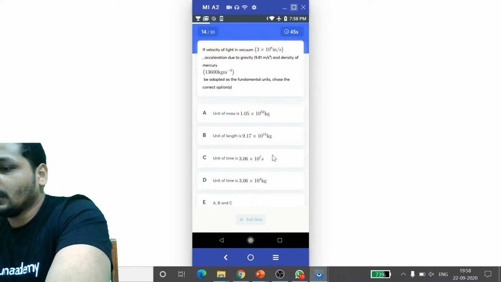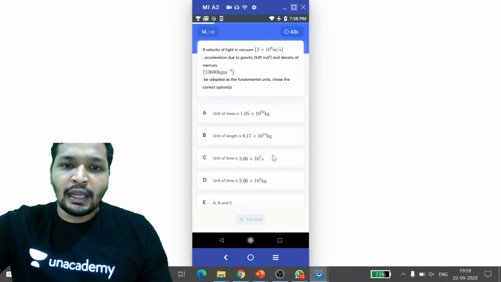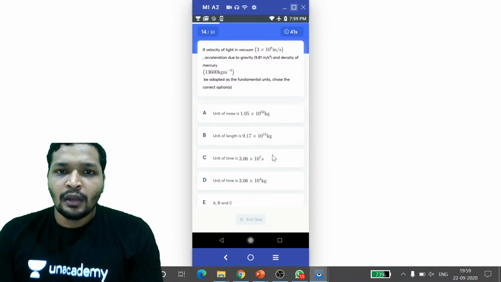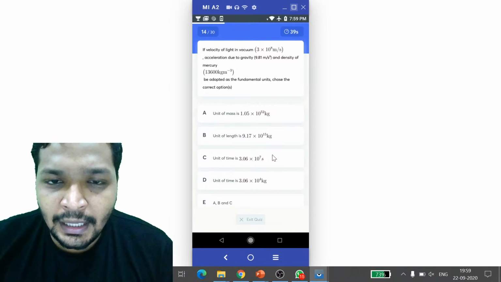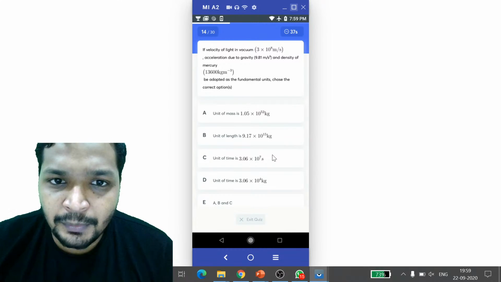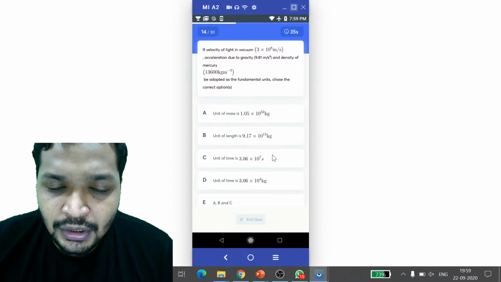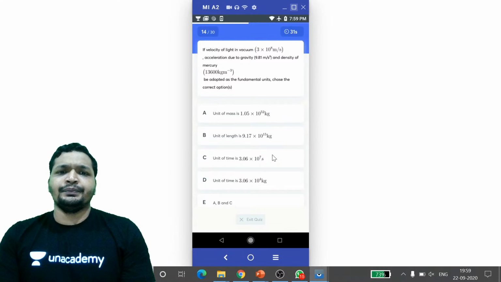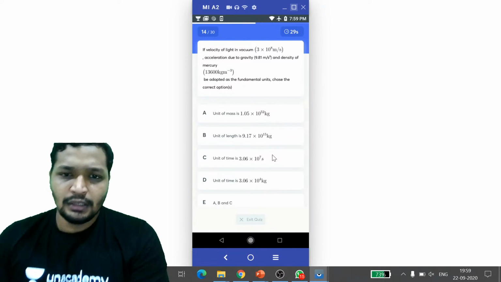Good guys, really good. So the speed of light in vacuum is 3 into 10 to the power 8. Acceleration due to gravity is given to you. Density of mercury is given to you. Choose the correct options. Then the unit of mass is, just a moment.